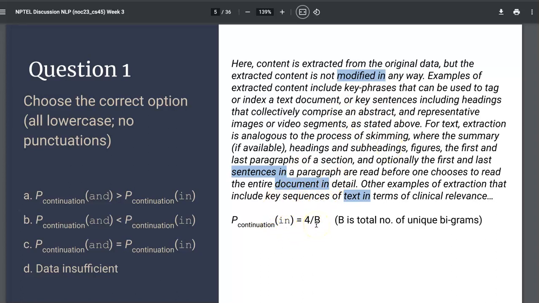So what is the relation? Both are 4 by B. So the correct answer is C: the continuation probability of "and" and the continuation probability of "in" are equal.